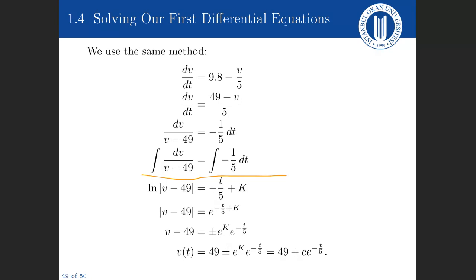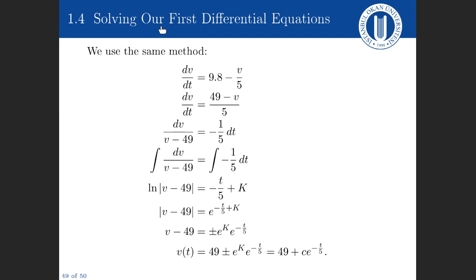I have that the integral of dv over v minus 49 is equal to the integral of minus 1 over 5. The integral of 1 over v minus 49 is the natural logarithm of the absolute value of v minus 49. And the integral of minus 1 over 5 is minus t over 5. And we need a constant, so plus k on the end.